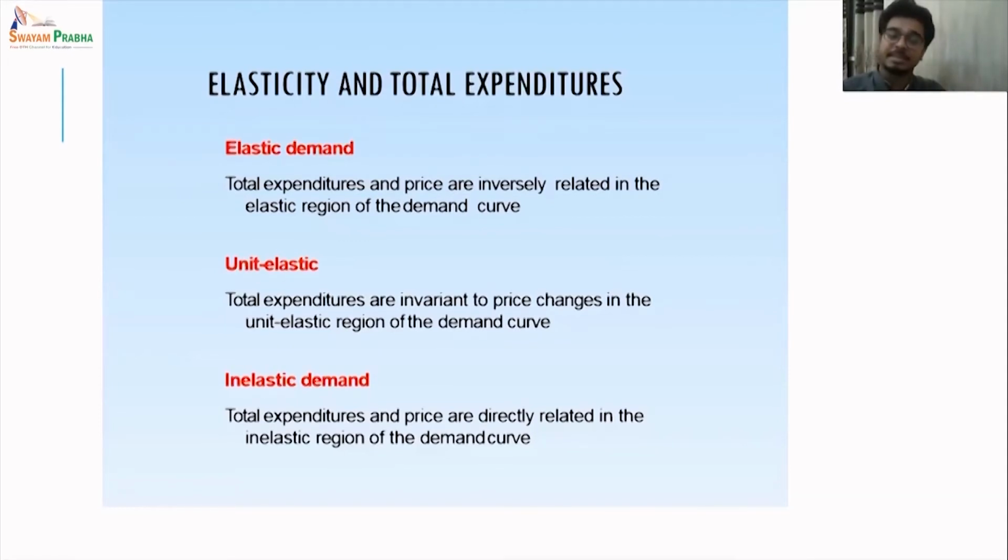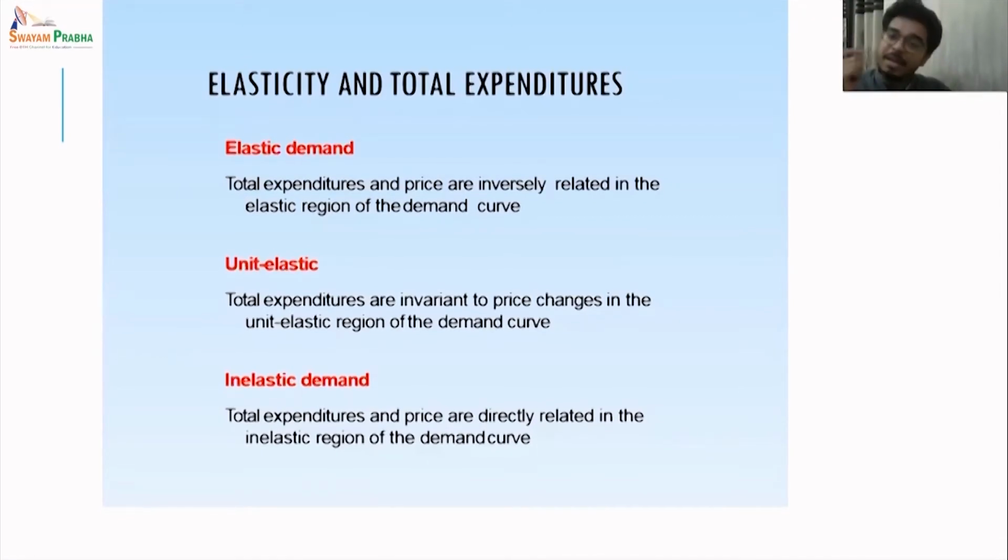For unit elastic demand, the total expenditure does not change even if the price changes, because by the same amount the price changes, the quantity demanded changes. If the price rises by 10%, quantity demanded falls by 10%. Price falls by 15%, quantity demanded rises by 15%, and they adjust each other, and hence the total expenditure remains the same. Inelastic demand. For inelastic demand, total expenditure and prices are directly proportional.